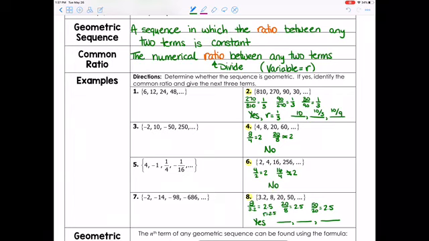So we take 50 times 2.5, which is 125. Then we're going to take 125 times 2.5. You get 312.5. And then if you multiply that again by 2.5, you get 781.25.